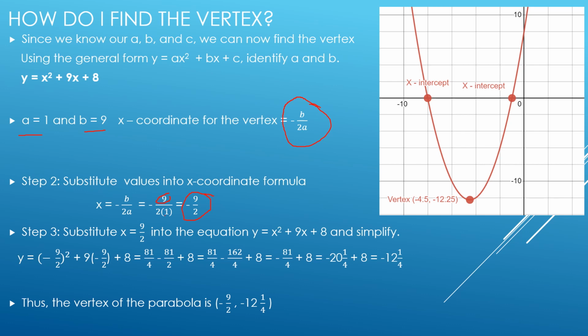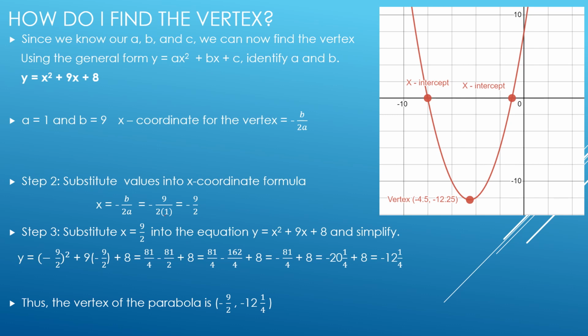And that seems to coincide right with here. Here's 2, 4, 6, and here's 5, and it looks like it is at 4 1/2. So that part is correct. My x coordinate is going to be negative 9 halves, or negative 4 1/2.